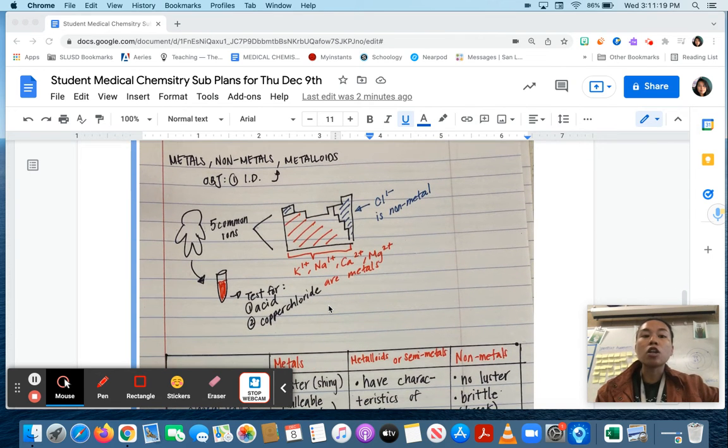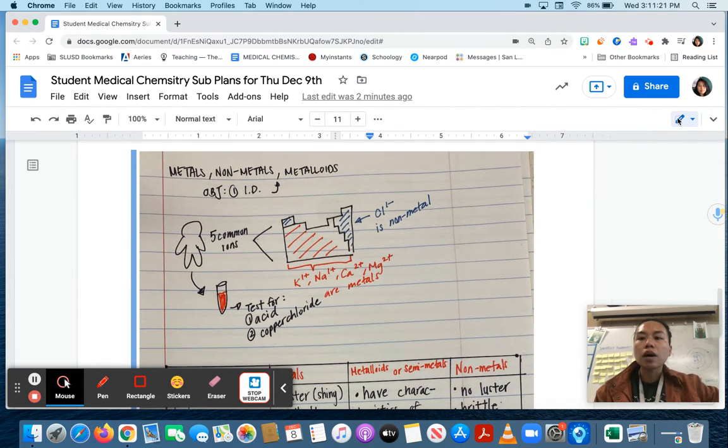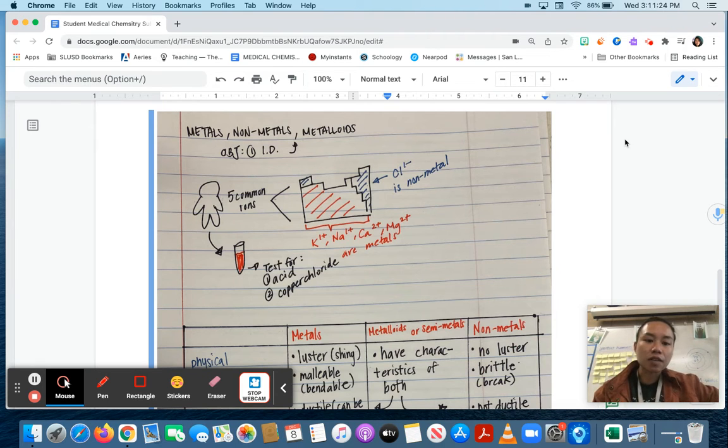So, for today's notes and lab, our goal is to be able to identify whether an element is a metal, nonmetal, or metalloid without using the periodic table, just by completing a series of tests. So currently we've been talking about the body needs 5 common types of ions. Those ions are either K+ or potassium, Na sodium, Ca calcium, Mg magnesium, or Cl chlorine ions. Notice that 4 out of these 5 ions are all on the metal side of the periodic table. Cl is the only nonmetal.